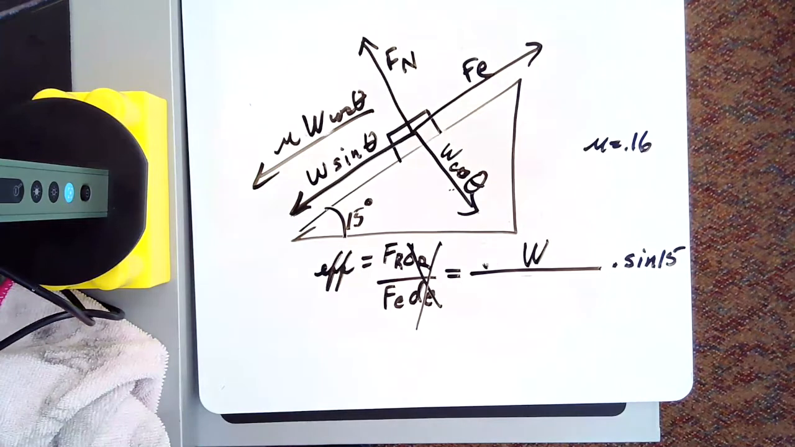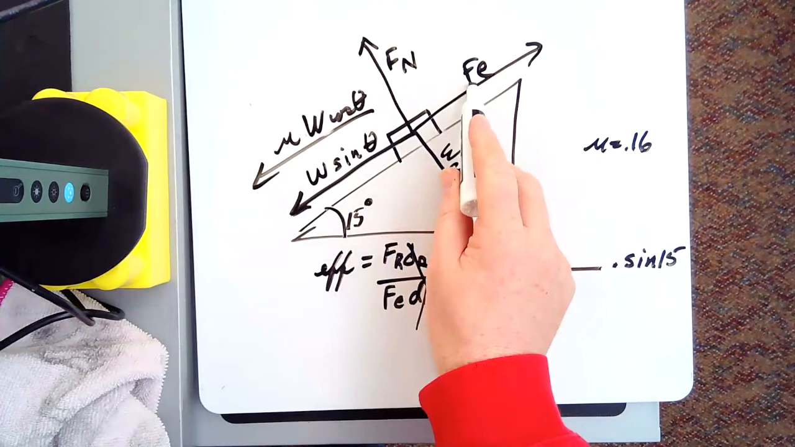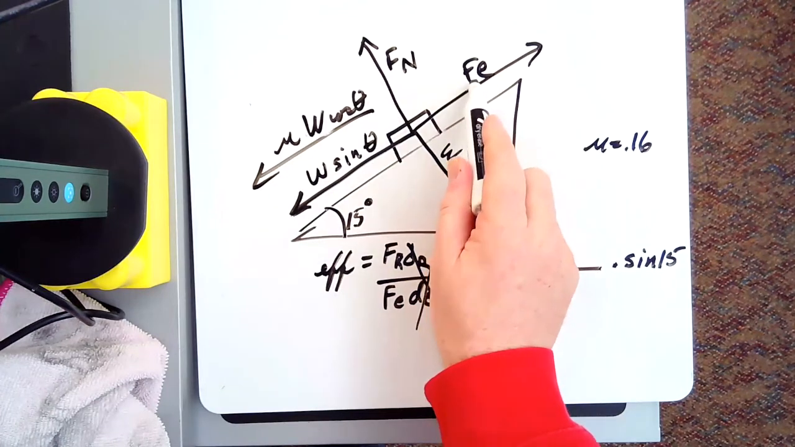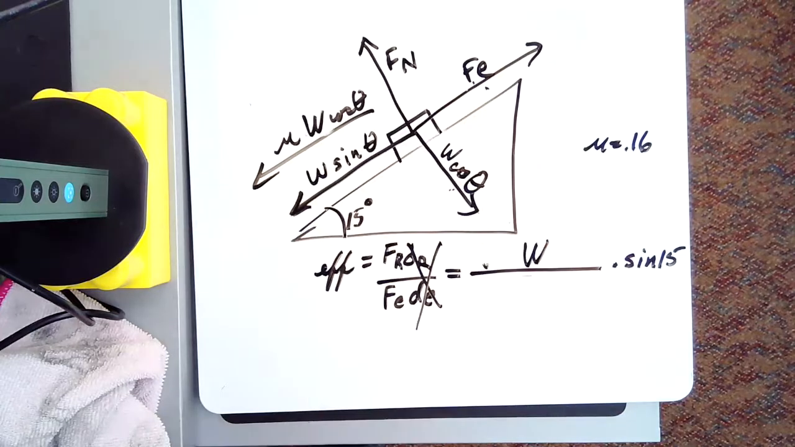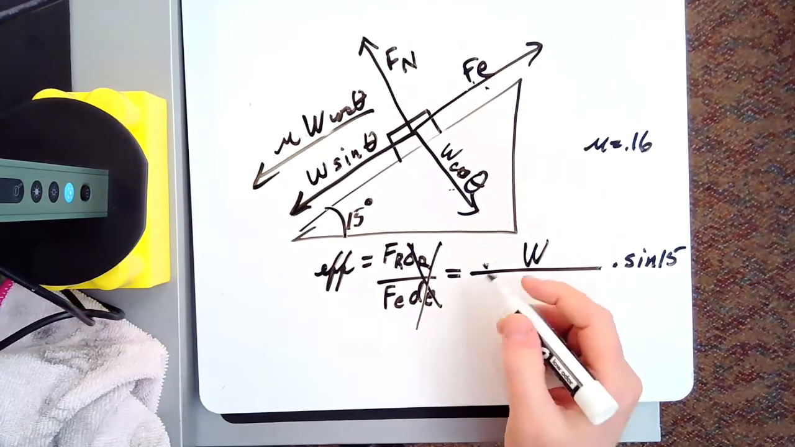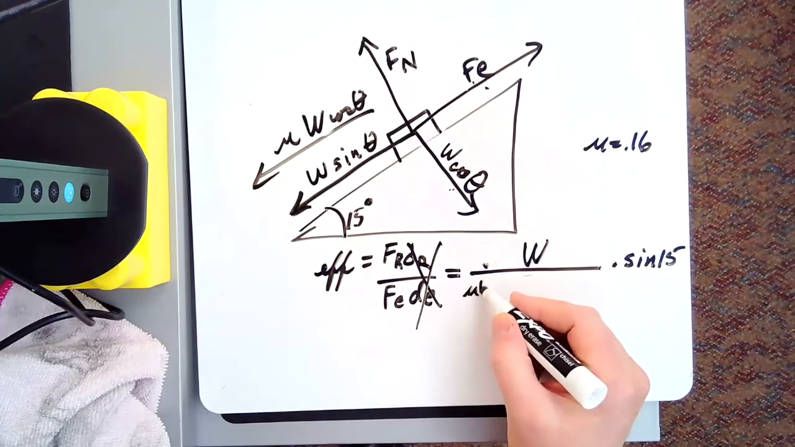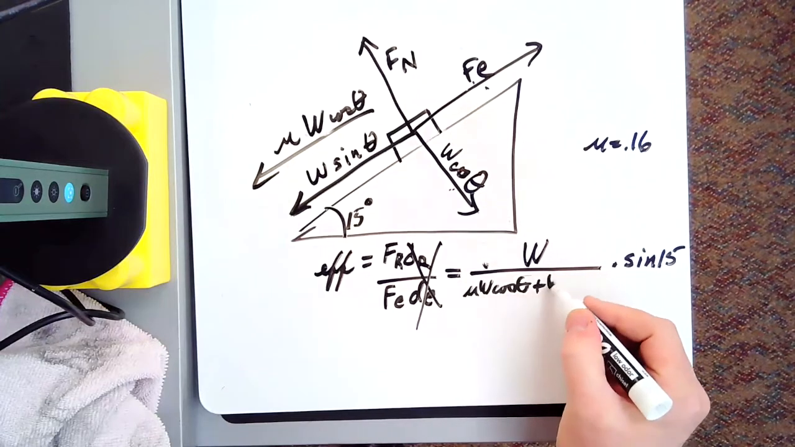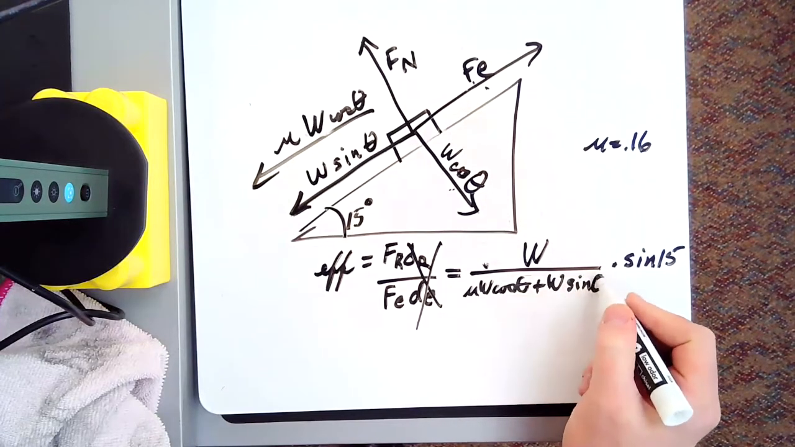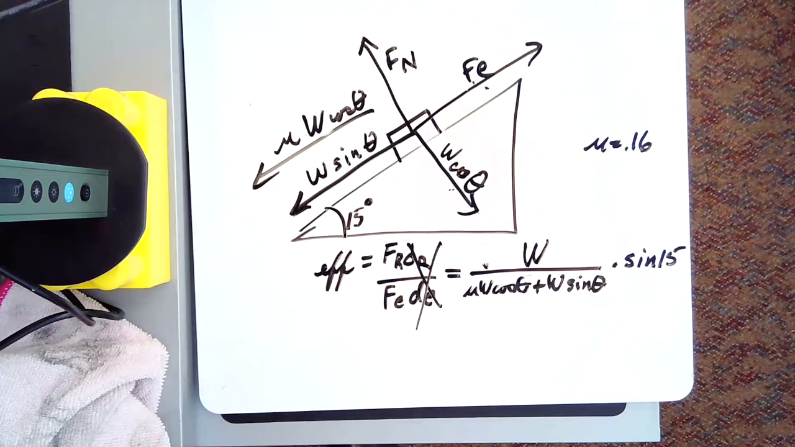It's constant velocity going up the inclined plane, so that means forces are equal. So this would equal both of those, right? This one would have to equal both of those things to be balanced. So on the bottom, I could put mu W cosine theta plus W sine theta. Okay.